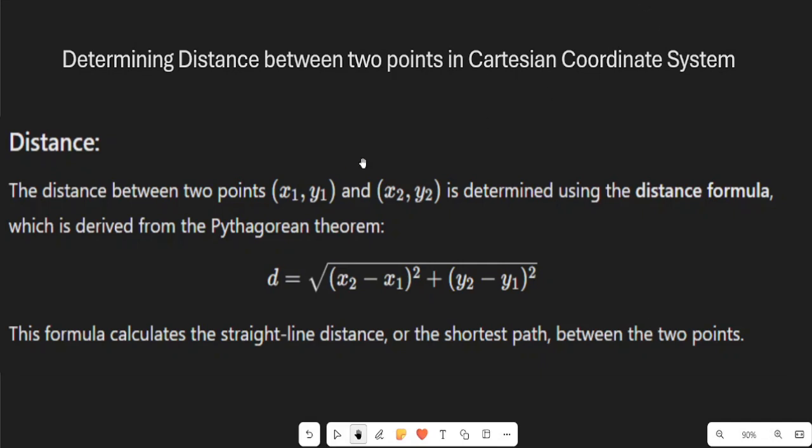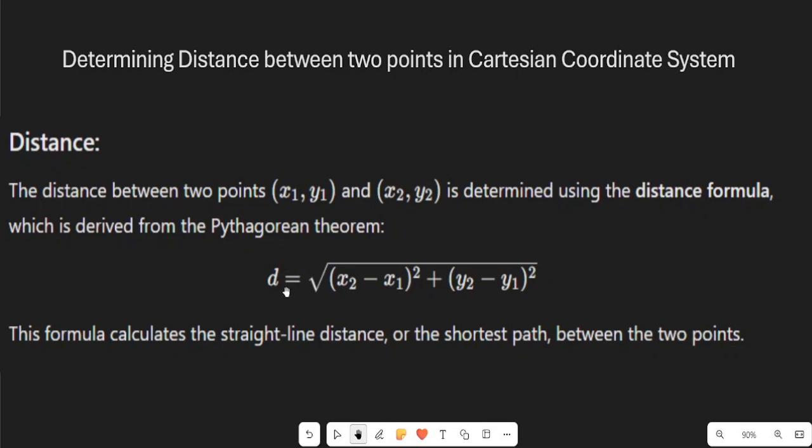In this session, we will learn how to determine the distance between 2 points in the Cartesian coordinate system, as well as how to determine the midpoint of 2 points or a straight line. Here, what is distance? The distance between 2 points x1, y1 and x2, y2 is determined using the distance formula, which is derived from the Pythagorean theorem.